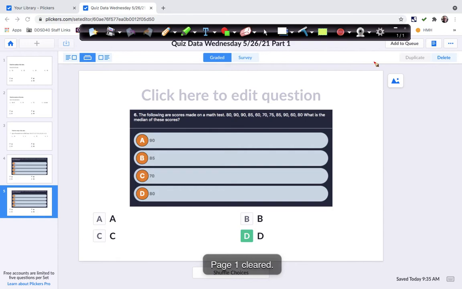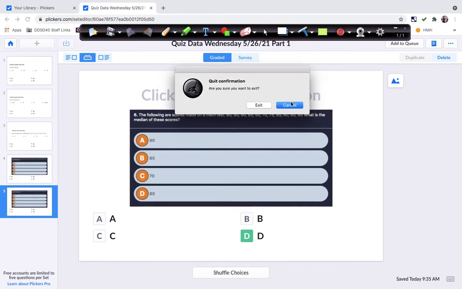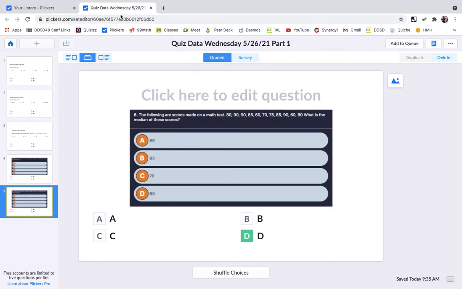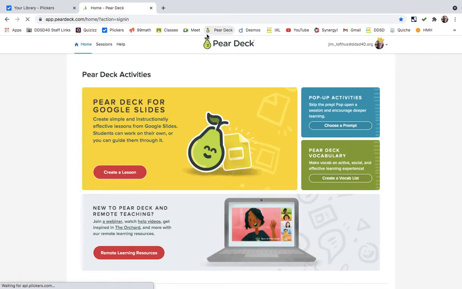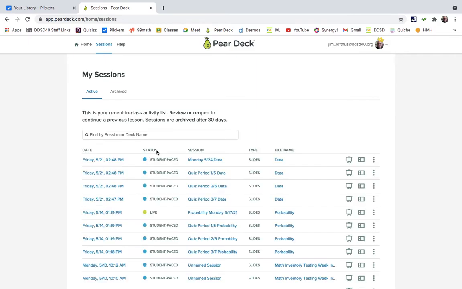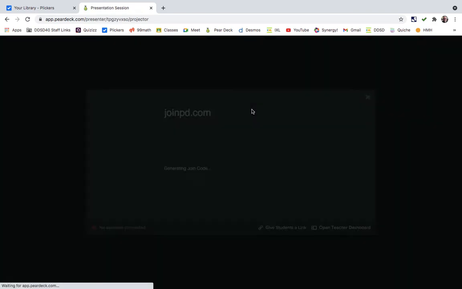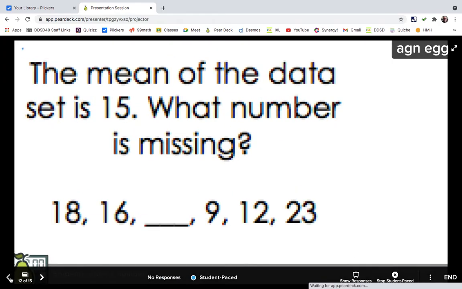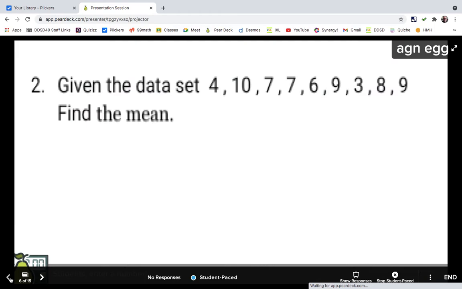Okay, and since I'm making this recap, I'll go to Pear Deck and go over a couple of the problems that we did there. So let's see, we did, I'll just go right here. And we worked on cards 4, 5, 6, and 7.